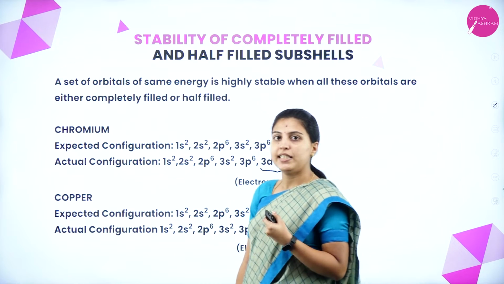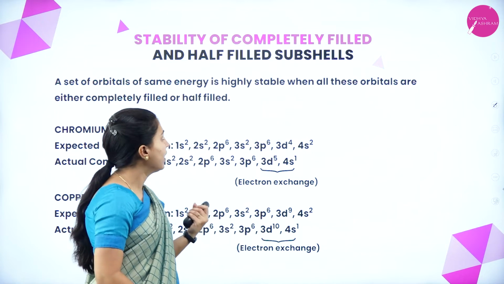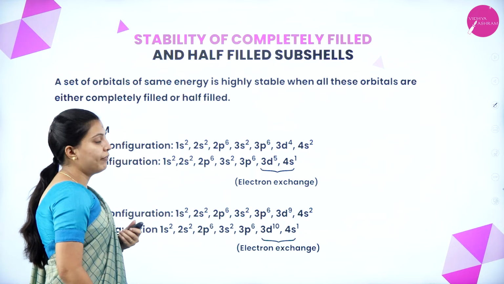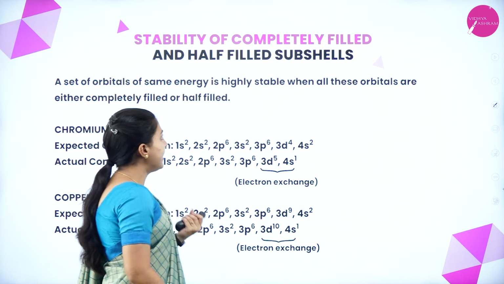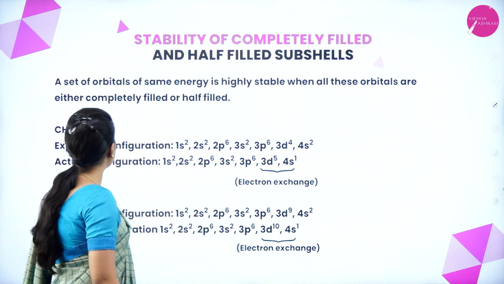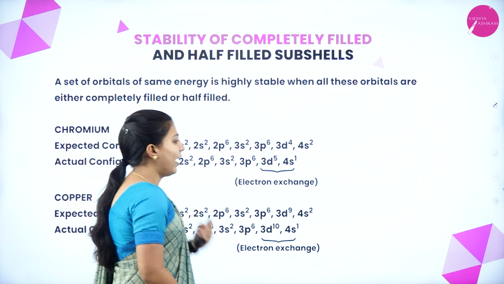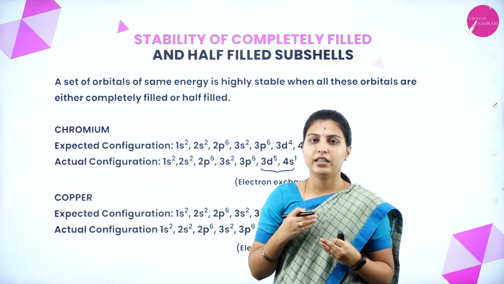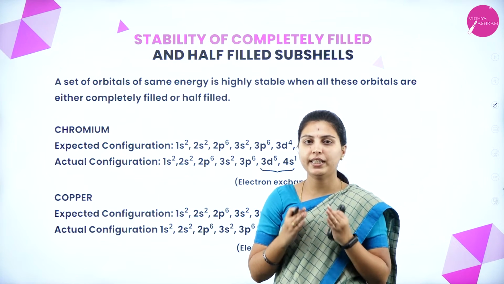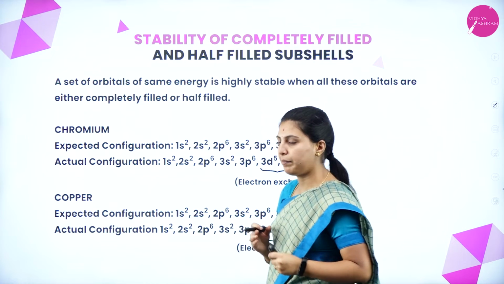Next we will see the stability of half-filled and completely filled subshells. A set of orbitals of the same energy is highly stable when all these orbitals are either completely or half-filled. If the levels are completely filled or half-filled, then the atom will be stable. We will see with an example.